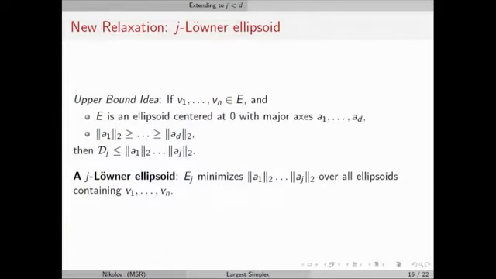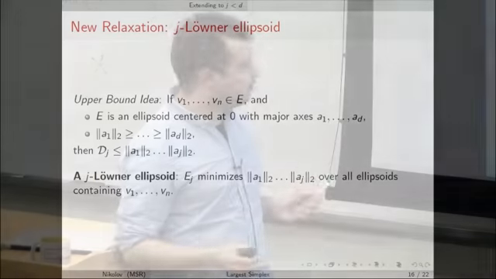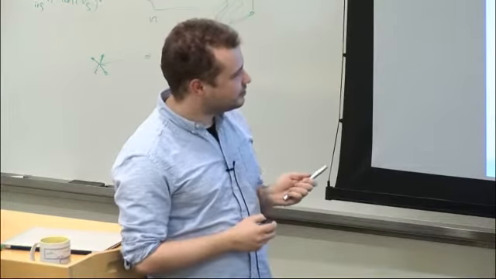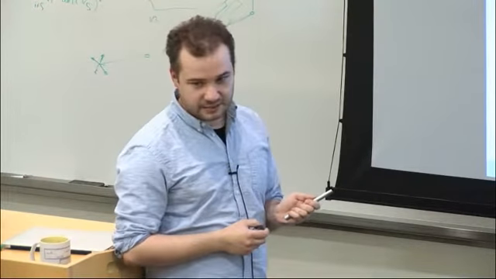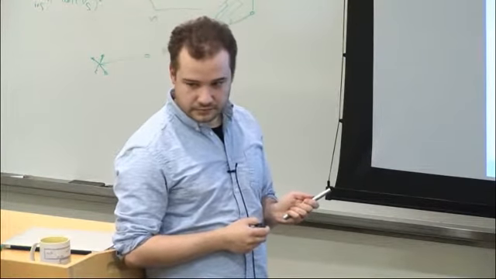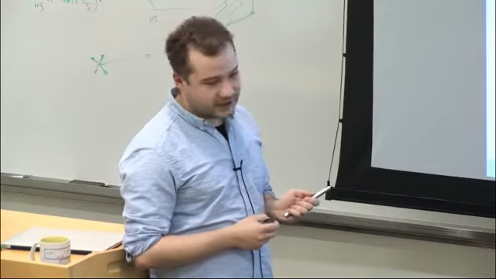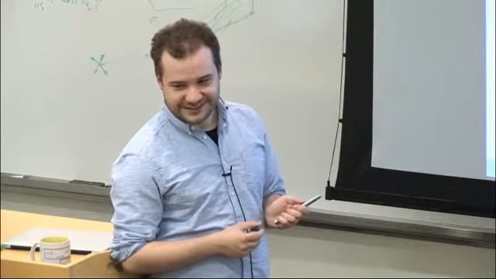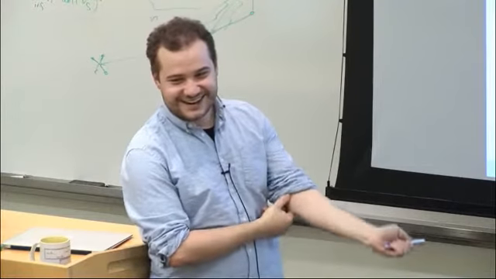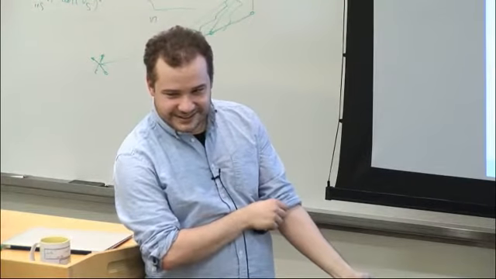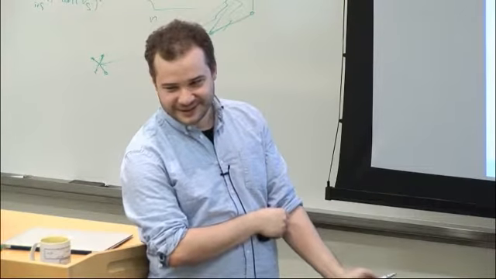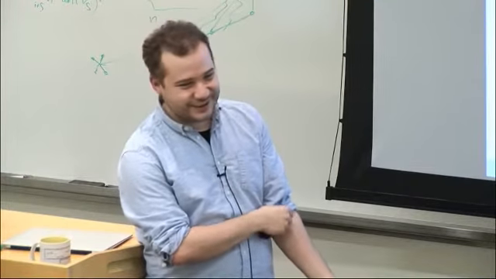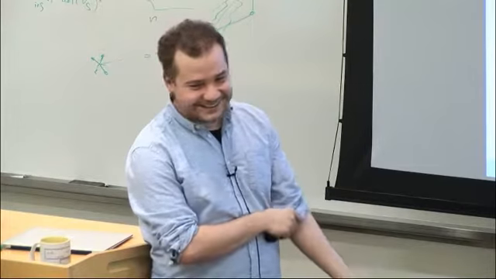Let me call this a J-Löwner ellipsoid. What I call a J-Löwner ellipsoid is the ellipsoid that minimizes this upper bound over all ellipsoids that contain the points. By the way, the W is pronounced like a V. Löwner, like a V. Should I probably pronounce the umlaut, like an O umlaut? Löwner, I'm not sure I can.